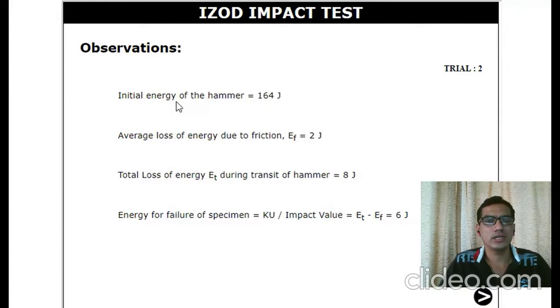The initial energy of the hammer is 164. It means whenever the hammer is at the initial position, the energy stored by the hammer is equal to 164 joule. The loss of energy due to friction is 2 joule. The total loss of energy during the transit of the hammer is 8 joule. Therefore, the energy for failure of the specimen is 6 joule.